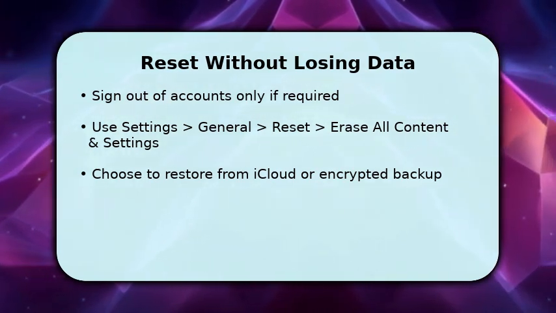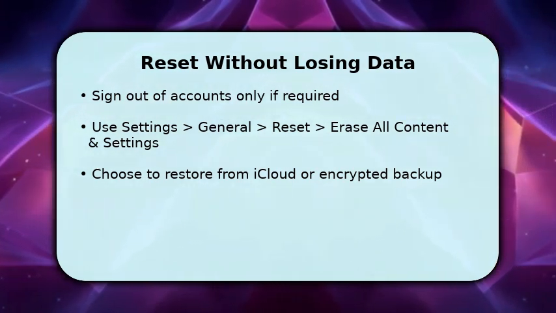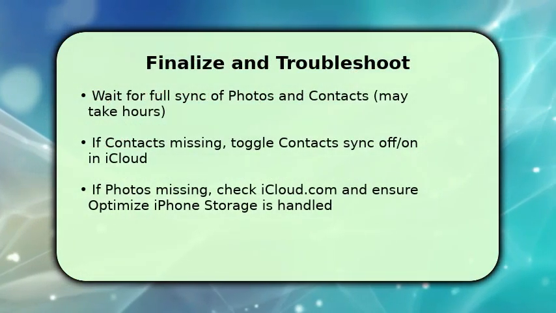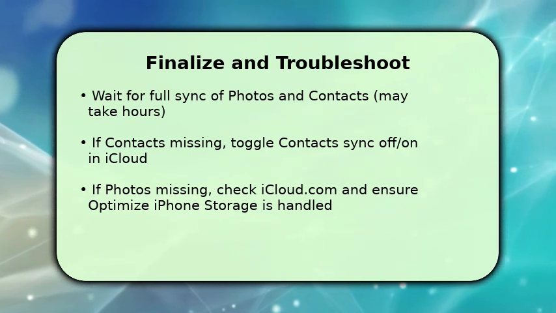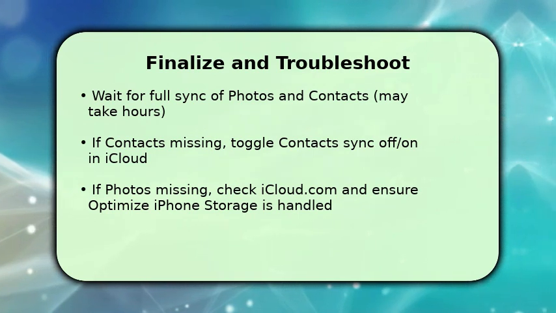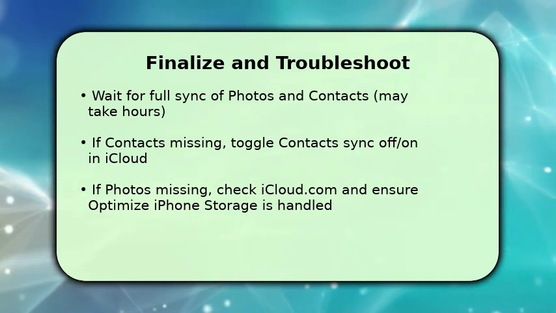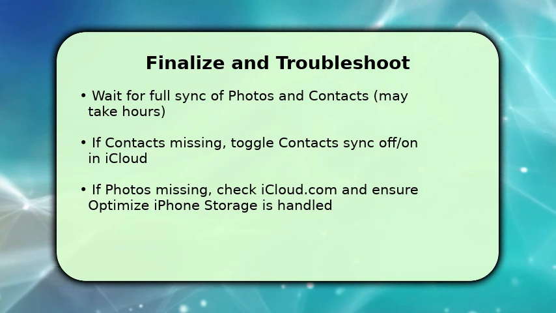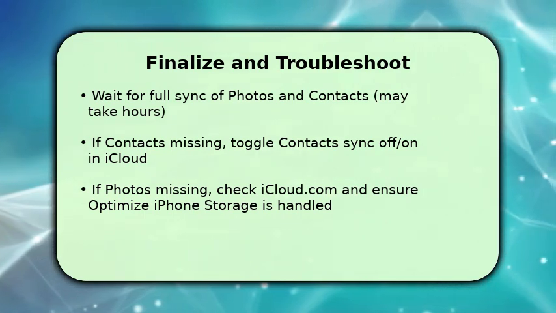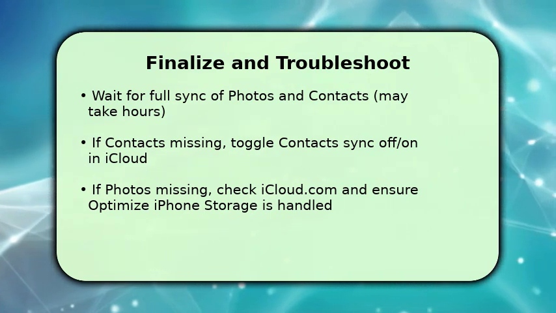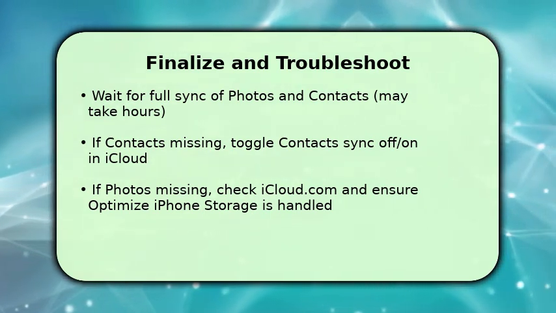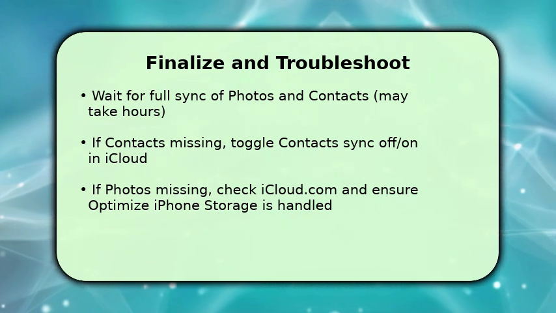You finish by letting the device complete its restore and sync. Apps download first, and then photos and contacts can take longer depending on your connection. Make sure you stay on Wi-Fi and keep the phone plugged in until sync finishes. If contacts don't appear, go to Settings, Your Name, iCloud and toggle contacts off and back on to force a resync. If photos are missing, verify iCloud photos at iCloud.com and check optimize iPhone storage versus download, and keep originals.